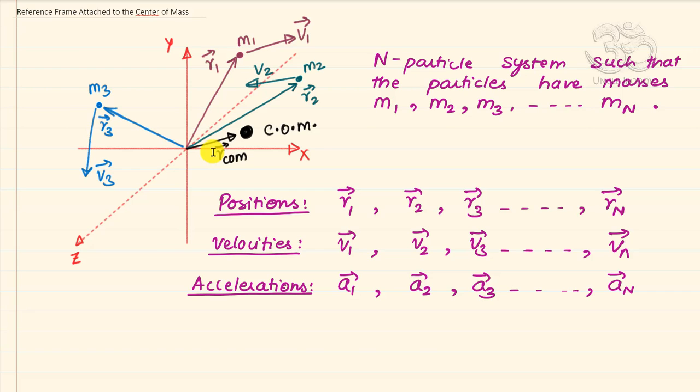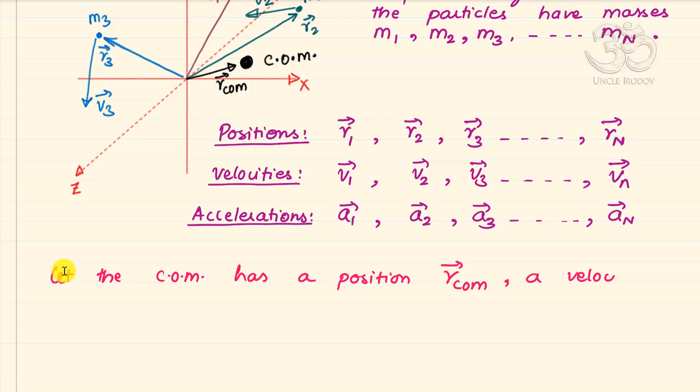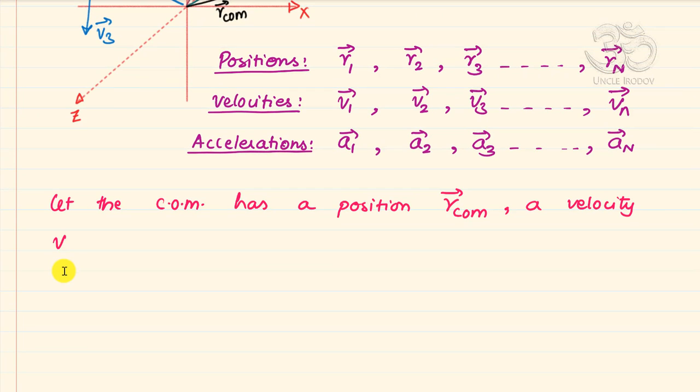And as these individual masses move around, because of the velocities that they have, even the center of mass will move around, it will shift around. So the center of mass is going to have a location, a velocity, and an acceleration. And let us also define those things. So let us say that the center of mass has a position r center of mass, a velocity V center of mass, and an acceleration A center of mass with respect to the origin of the coordinate system.